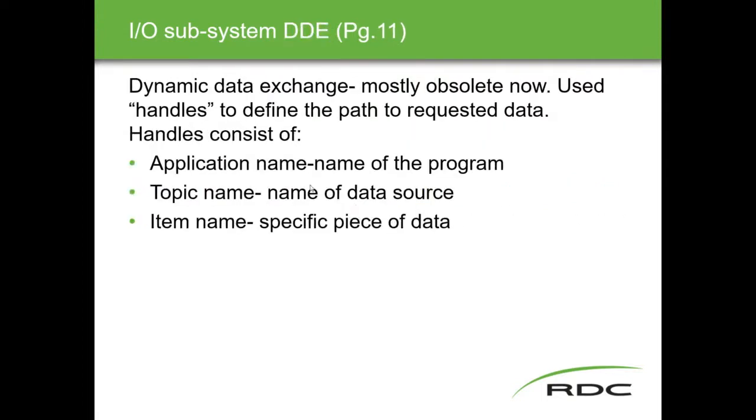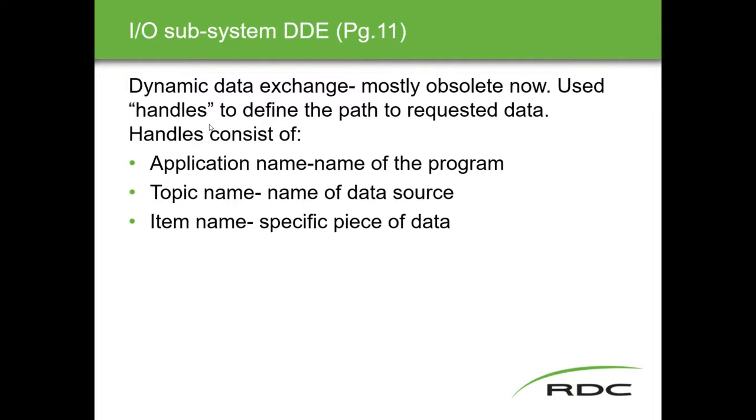Okay, so DDE, mostly obsolete now, but worth mentioning again, as it is easier to know where you're going if you know where you came from. So DDE is kind of old school. It used to use something called handles to define the path to the requested data. And all these things do the same thing. They set out a path to the requested data so that we can get that information that we need. Dynamic data exchange used to do this by using an application name, which was the name of the program. So a program could be something like iFix, which is a GE product that is used for building HMIs.